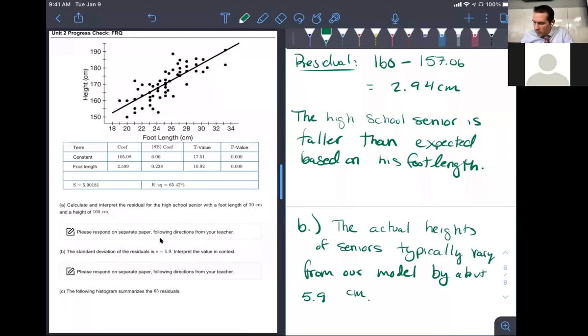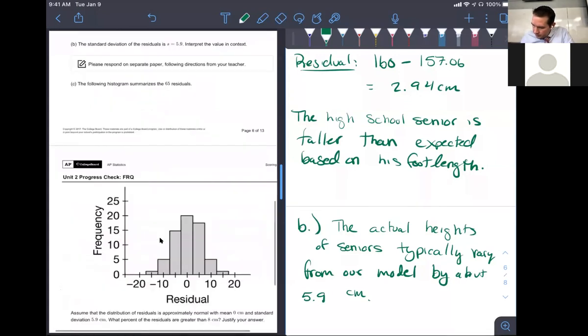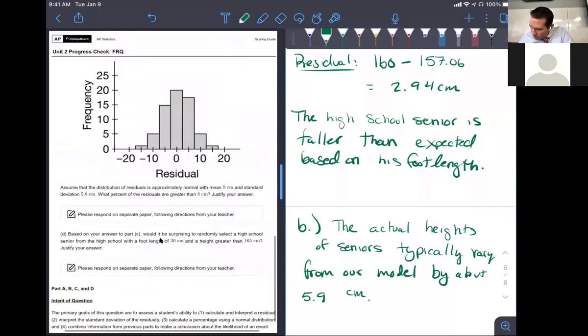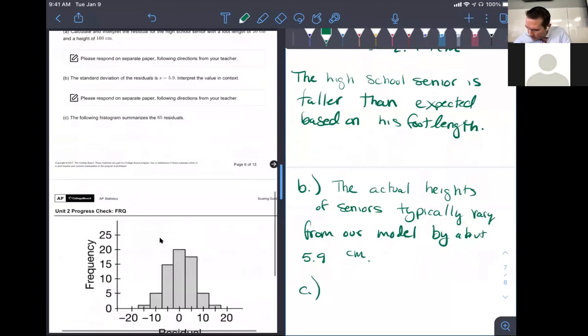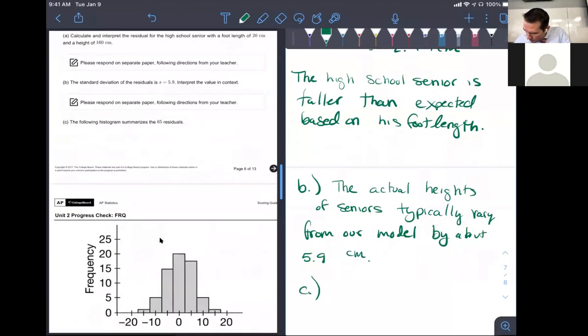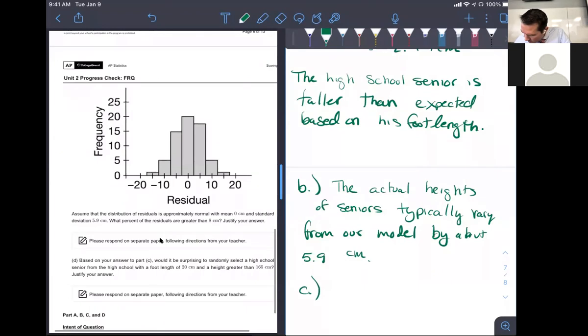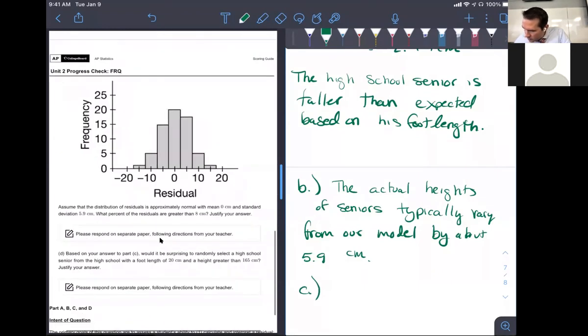The following histogram summarizes the 65 residuals. Based on your answer to, so this is a histogram for our residual plot. Oh, did I skip a problem? I skipped part C, I'm going too fast. It says C, then under the graph, this actual question. Assume the distribution of the residuals is approximately normal with a mean of 0 and a standard deviation of 5.9. What percent of the residuals are greater than 8 centimeters?